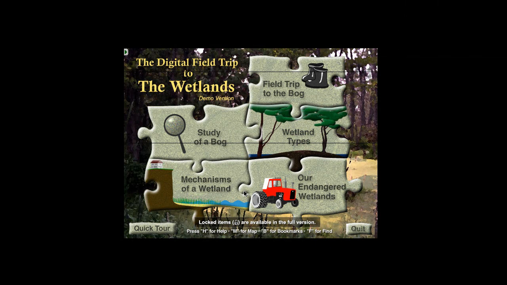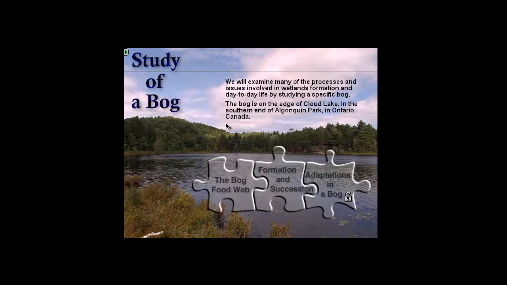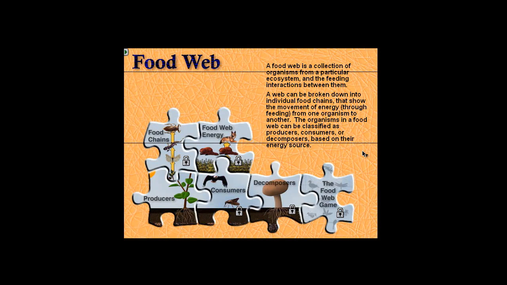Next, we are going to look at the study of a bog. So you click on that puzzle piece, and it shows you a picture, and there are 3 more puzzle pieces that examine the processes and issues involved in wetland formation in day-to-day life, studying a specific bog. So first we'll look at the bog food web. So here's the food web part of study of the bog.